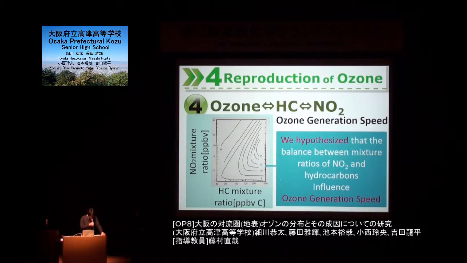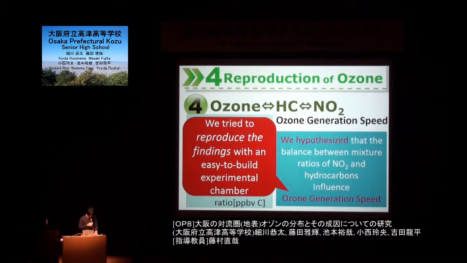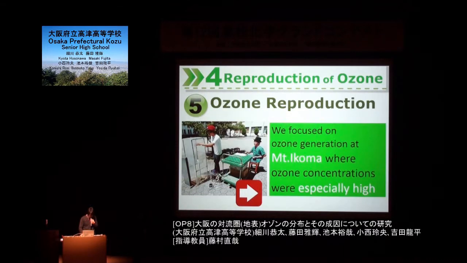In addition, it has been shown that the balance between the mixture ratios of NO2 and hydrocarbons influences ozone generation speed. To confirm this, we tried to reproduce the findings with an easy-to-build experimental chamber. We focused on ozone generation at Mount Ikoma, where ozone concentrations were especially high.